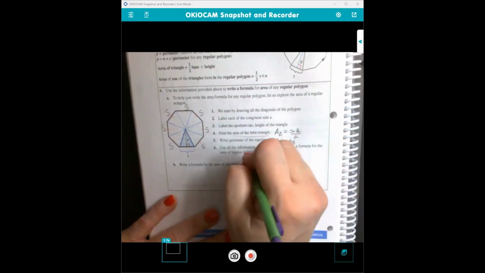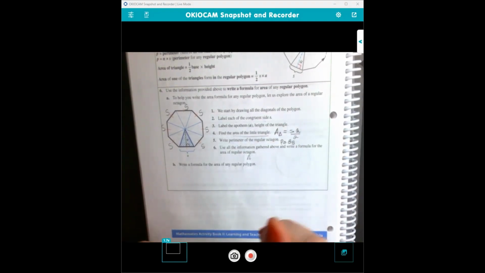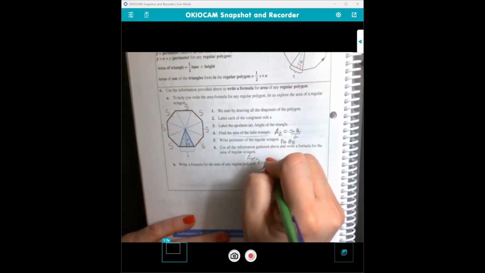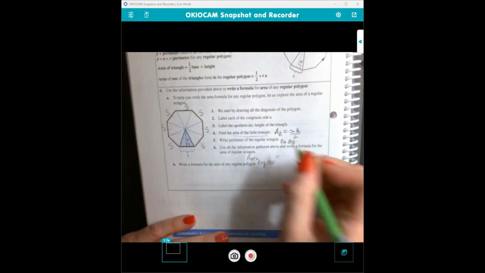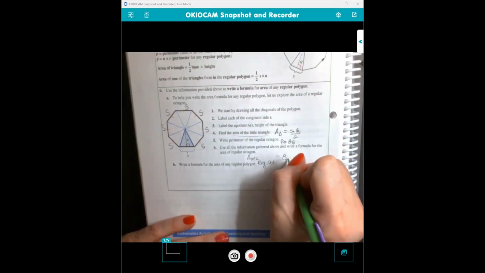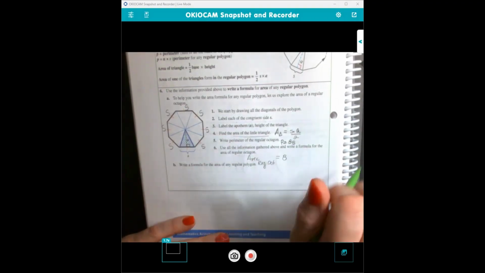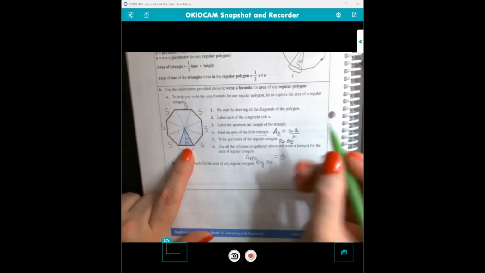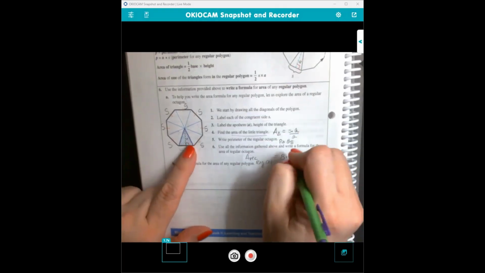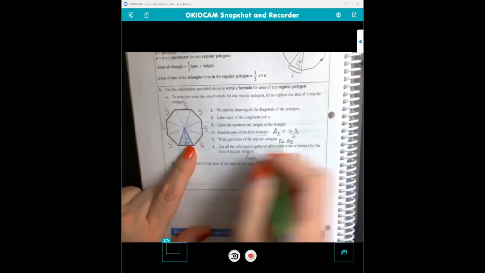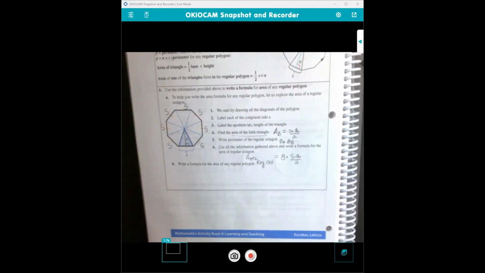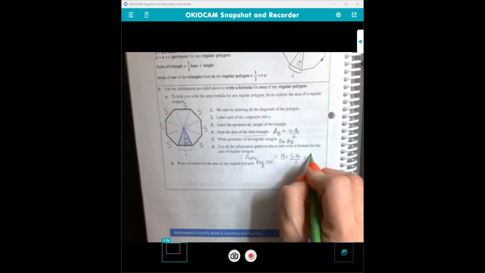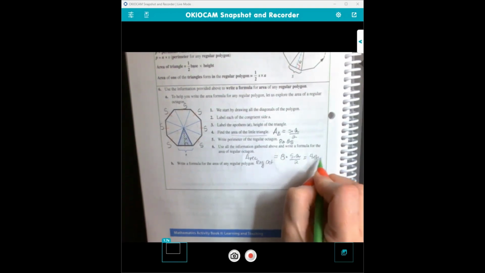Now use all the information gathered above and write the formula for the area of the octagon. So we're going to say that the area of the regular octagon is going to be equal to 8, the number of sides, because we also have 8 little triangles, times the area of that little triangle, which is side times A divided by 2, because that's what we agreed. And then what happens here? We can divide 8 by 2, which is 4. So you get 4 times S times A.